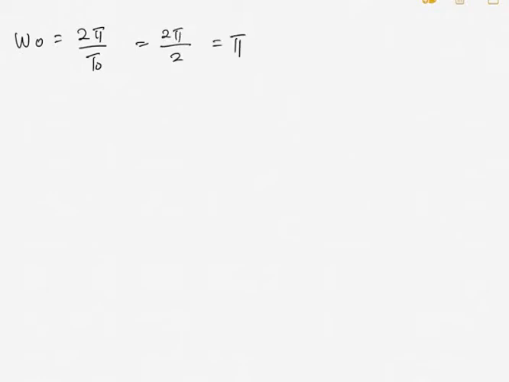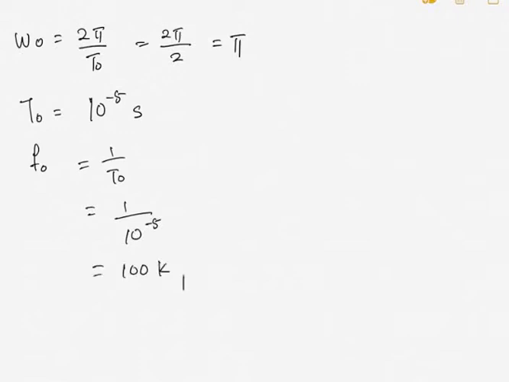Okay. So in the question also, the given T naught value is 10 to the power of minus 5 second. So what is F naught? We need to do it in the frequency domain. So F naught is 1 over T naught, which is 1 over 10 to the power of minus 5 second, which is equivalent to 100 kHz.